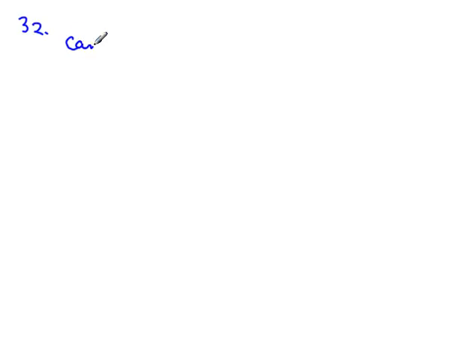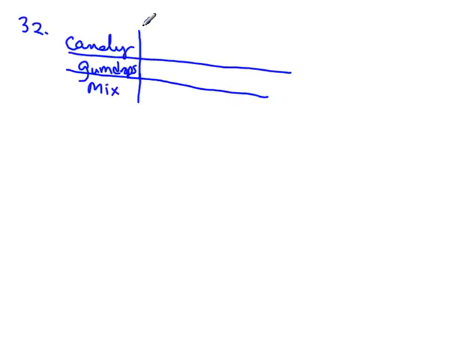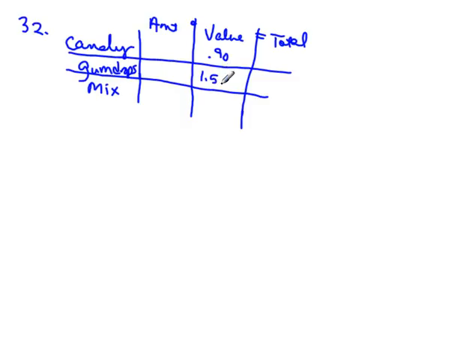So candy and gumdrops are the two types of candy, and then of course the mixture that we're trying to create. The columns are going to be amount, value, total. Remember, you multiply amount times value to equal the total. So let's read the word problem again, filling in the information we know. The store manager mixes candy worth 90 cents a pound, so the value of the candy is 90 cents per pound. Gumdrops are worth $1.50 per pound. To make 20 pounds of a mixture, so the amount of the mixture is 20 pounds, worth $1.20 per pound. How many pounds of each kind of candy does he use?